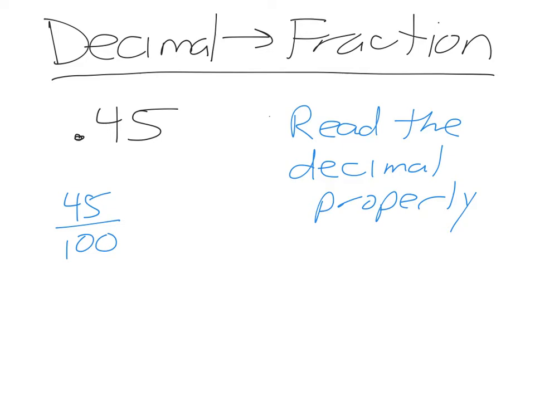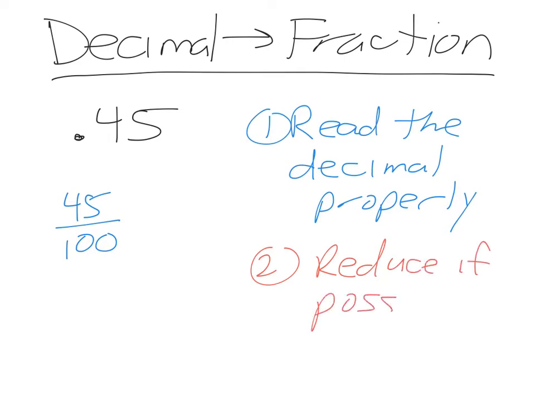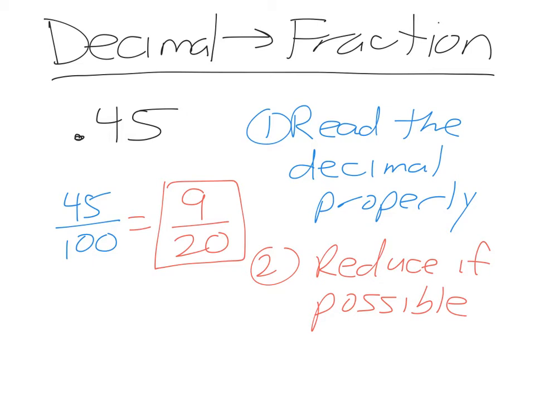Then all I have to do, that's step one, then all you have to do is step two, which is reduce if at all possible. So let's see. Can 45 hundredths be reduced? Yeah, 5 can go into both 45 and 100, which brings me to 9 twentieths. So 0.45 is the same as 9 twentieths, which is why a terminating decimal is a rational number.